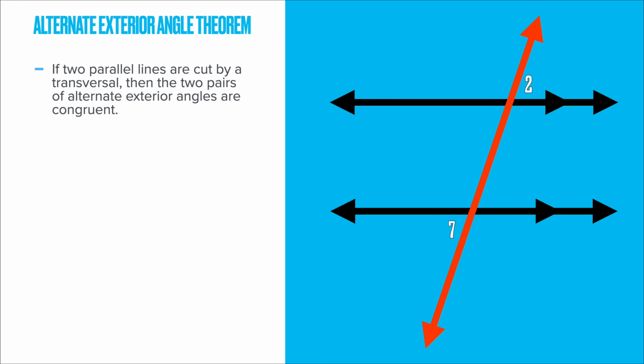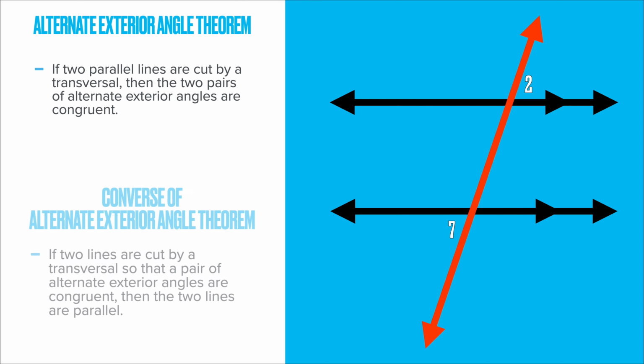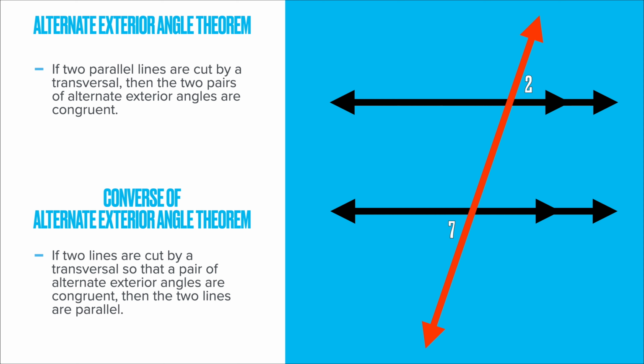So next we're talking about the alternate exterior angle theorem. If two parallel lines are cut by a transversal, then the two pairs of alternate exterior angles are going to be congruent. So in this case, angle 2 is congruent to angle 7. Now, the converse of the alternate exterior angle theorem is if angle 2 is congruent to angle 7, then the lines are parallel. It's pretty much exactly the same as the rule from the last one. It's pretty much the same idea.